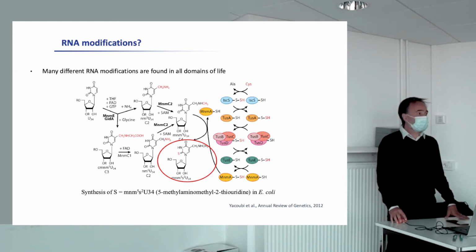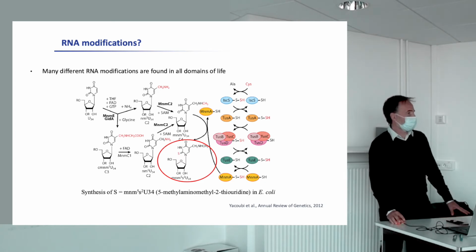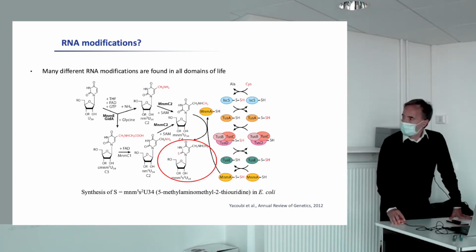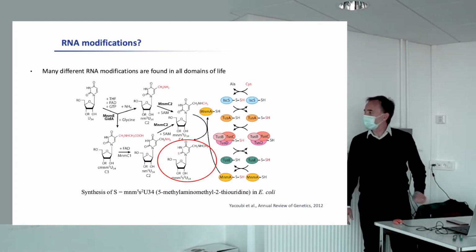But we can also have much more complex modifications, like, for example, the addition on a tRNA molecule, on the anticodon at position 34, of the 5-methylaminomethyl-2-thiouridine. So from a uridine residue, we have added this complicated modification on 2 different atoms of the uridine base.